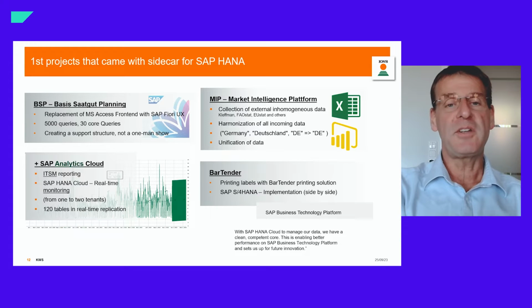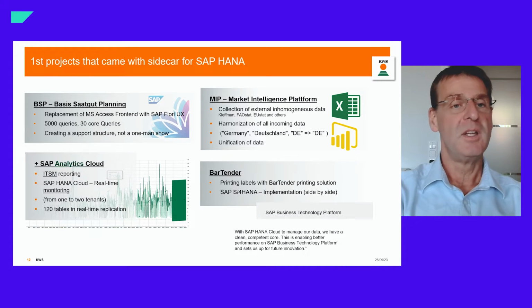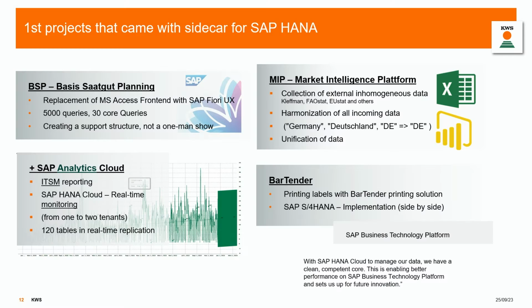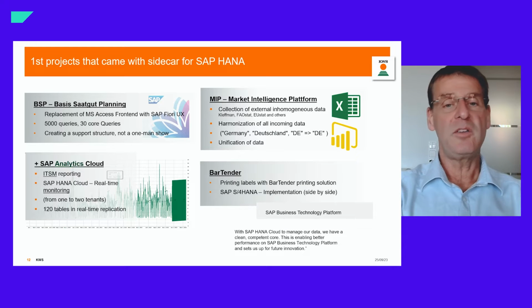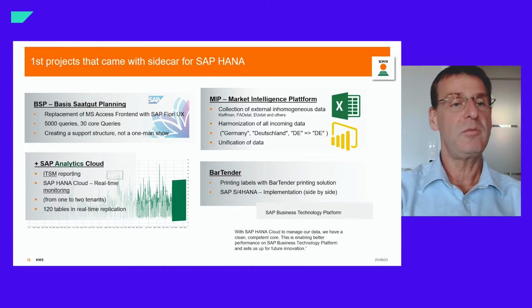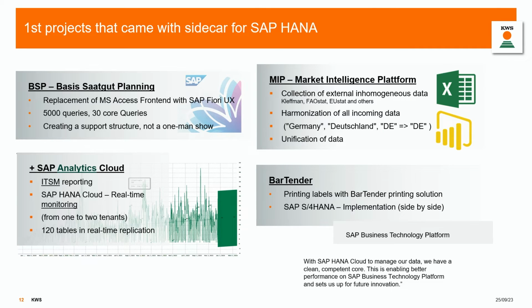We already found existing applications in the sidecar, such as MIP, Market Intelligence Platform. This is the tool where we collect external inhomogeneous data and do a kind of harmonization. For example, we are harmonizing Germany, Deutschland, DE into one unique key. And we also do the unification of data. And we found Basis Saatgut Planning. That was a replacement of an MS Access frontend with SAP Fiori UX, using the HANA database as the data source for over 5,000 queries and 30 core queries. So these two projects needed to be transformed.